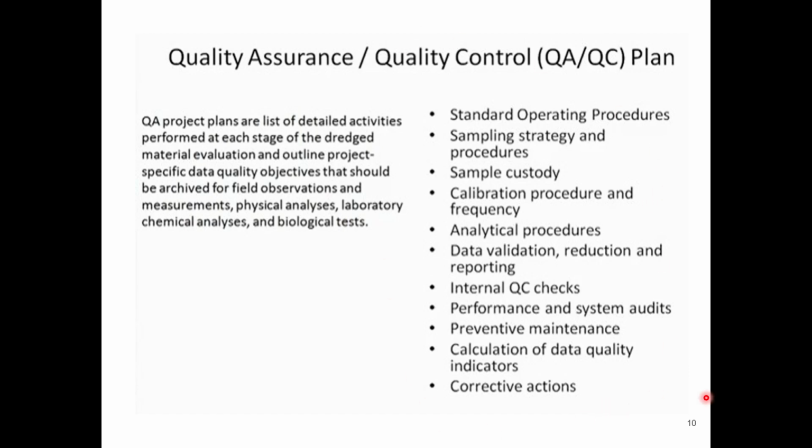So these are some of the processes which need to be adopted for assuring quality control. So this is some of the plans. These are some of the factors that have to be taken into account.